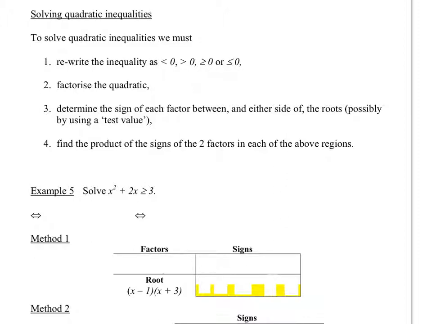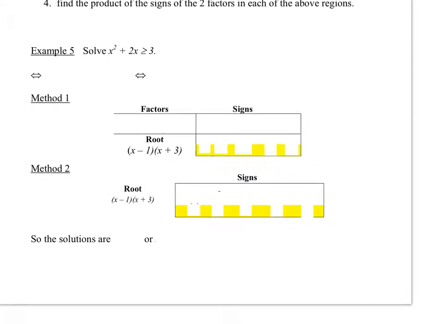Once you've found the solutions, you've got to determine whether the sign is going to be positive or negative for each of the factors that we have on either side of the solutions, and also between the solutions. And then look at what you get when you multiply those positives and negatives, or whatever they might be, together. Now that might not make that much sense as it is, so let's look at the example 5 that we have here.